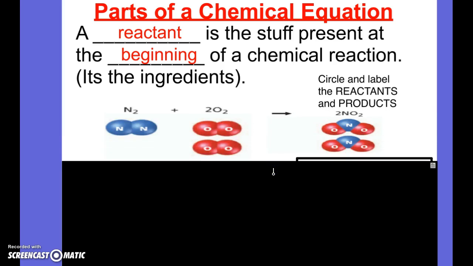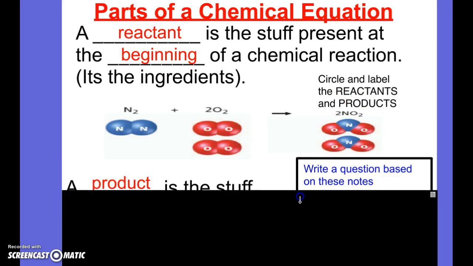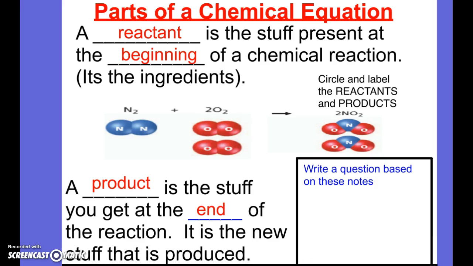So if I were to look at this chemical formula, N2 has 2 nitrogen atoms, 2O2, which means I have 2 oxygen atoms, but I have that 2 times. I have 2 molecules of oxygen. And if a chemical reaction happened and produced this, then this would be the product. A product is the stuff you get at the end of a reaction. It's the new stuff that gets produced.